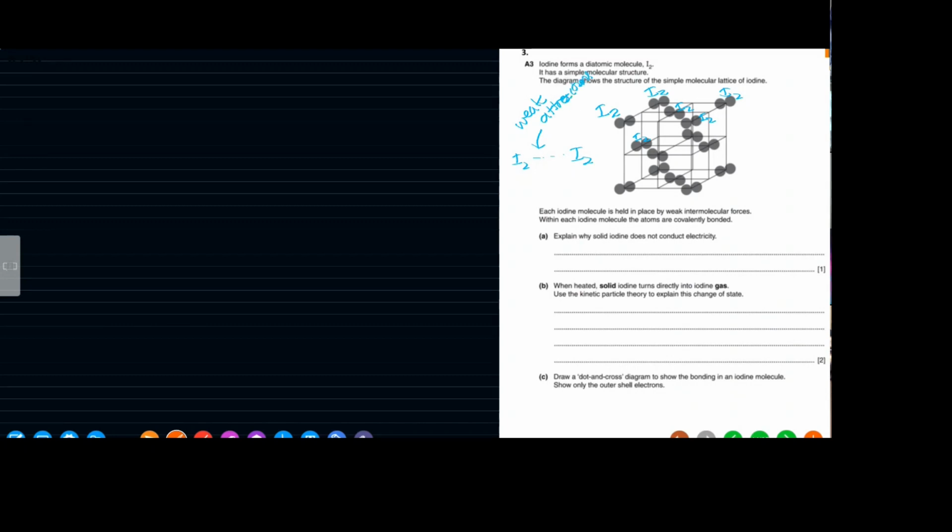Explain why solid iodine doesn't conduct electricity. That is because it's a covalent substance. Since it's a covalent substance, it is not going to have delocalized electrons. No need to talk about ions, because covalent substances are in molecules. So then basically you have to talk about the delocalized electrons.